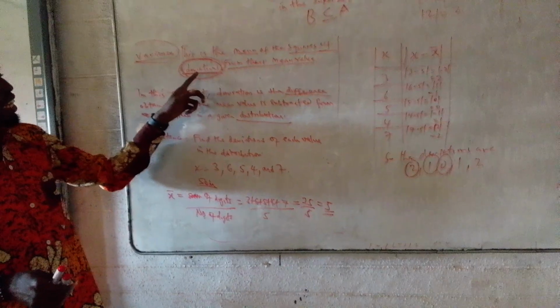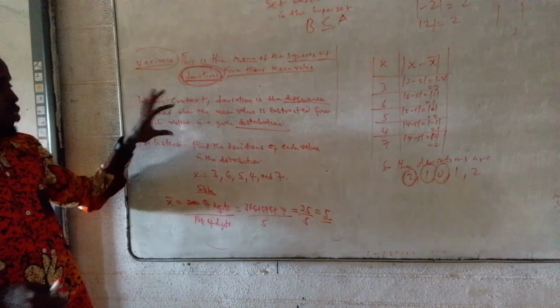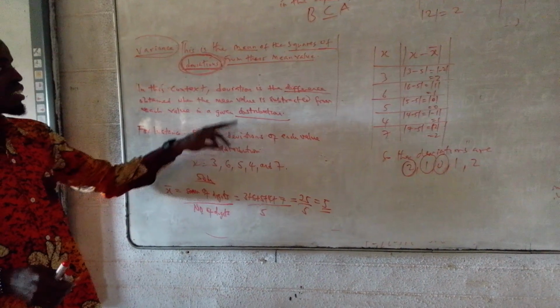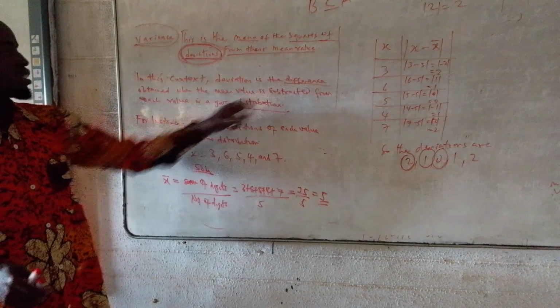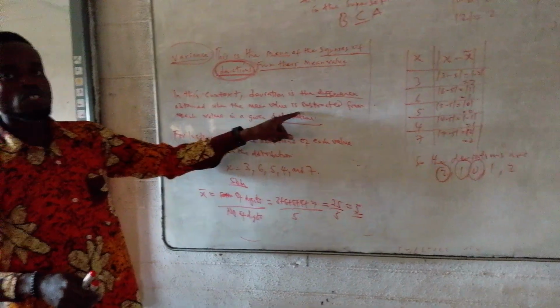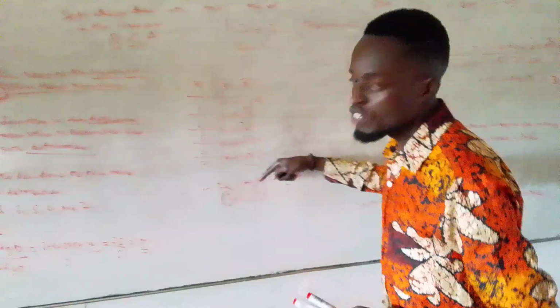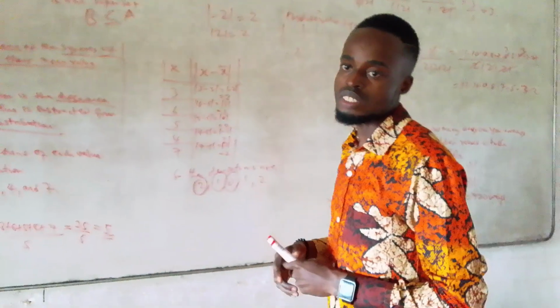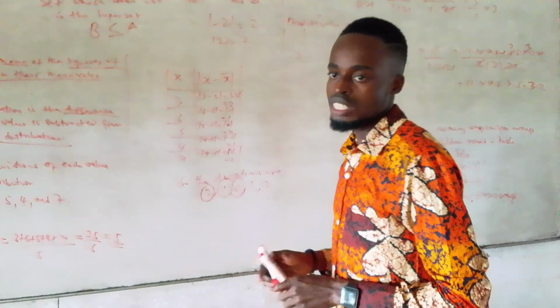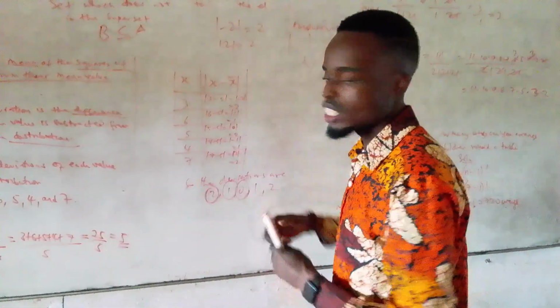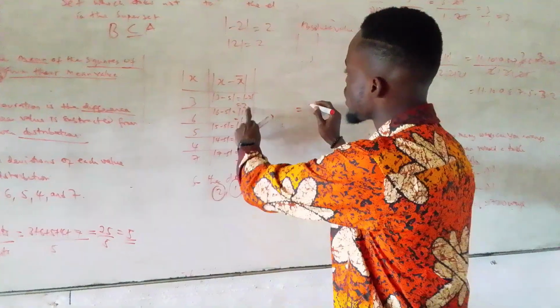So deviation, like I said earlier, in this context that we are discussing, is the difference obtained when the mean value is subtracted from each value in a given distribution. So this is what is called deviation. These values we got here are called deviations. Is that understood? Now, when I square these deviations, let me square them now.